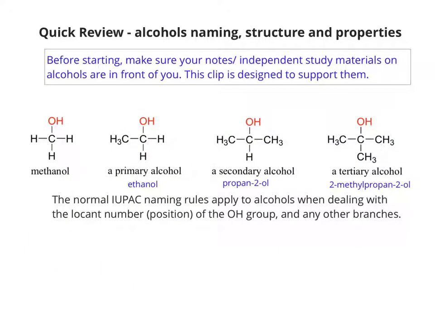So as you can see by the naming, the normal systematic naming process applies. IUPAC stands for International Union of Pure and Applied Chemistry, and it's the normal system we use in A-level chemistry and beyond. So obviously you've got ethanol, propan-2-ol, and then 2-methylpropan-2-ol.